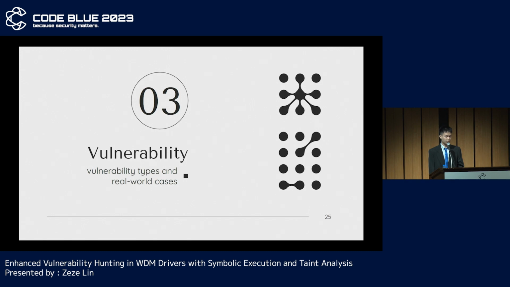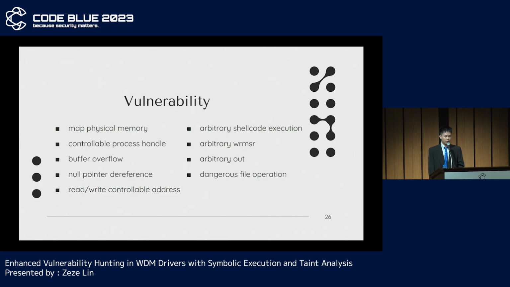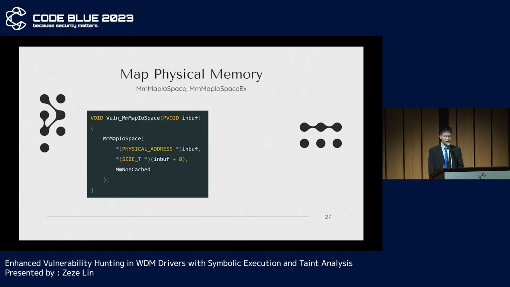Let's share some vulnerability types and real-world cases that are found by IOCTLens. There are 9 types of vulnerabilities that are targeted by IOCTLens. The first type of vulnerability is map physical memory.